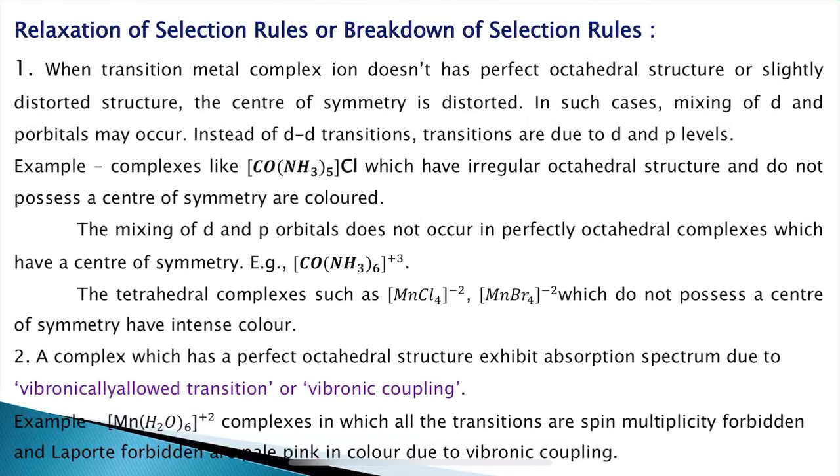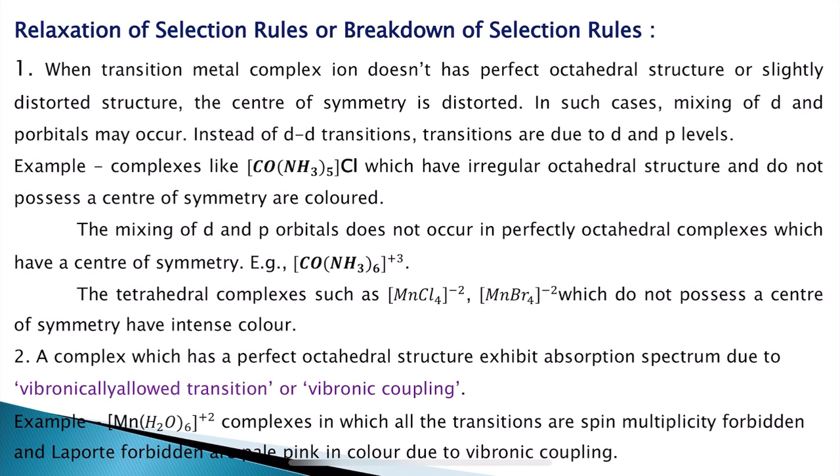Now we will see that mainly two concepts are there in this relaxation of selection rule. We will see them one by one. The first one is when the transition metal complex ion does not have a perfect octahedral structure. As I said while explaining the d-d transition, the first type of electronic spectra, the energy gap between t2g and eg orbitals depends on 3 factors. The first one is the geometry of the complex. So here we are understanding the geometry of the complex.